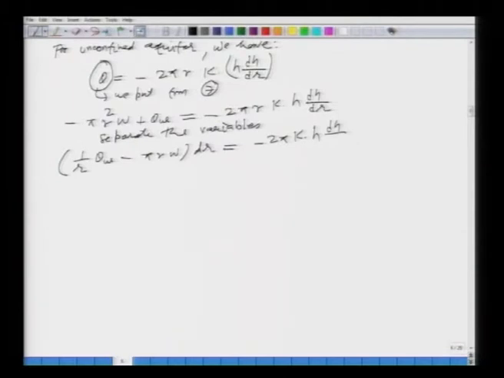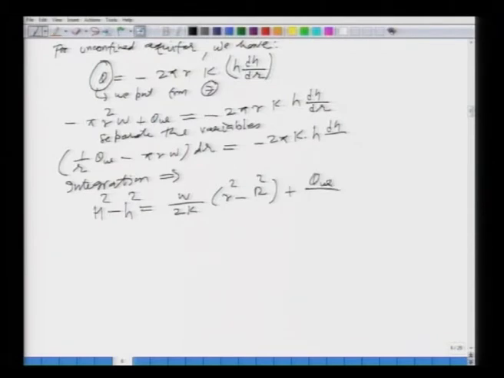Integrate it between the limits. What you will get is this. I will not do the complete procedure here. Integration would yield you H square minus h square equal to w over 2k times R square minus r square, plus q w divided by pi k times the natural log of R over small r.